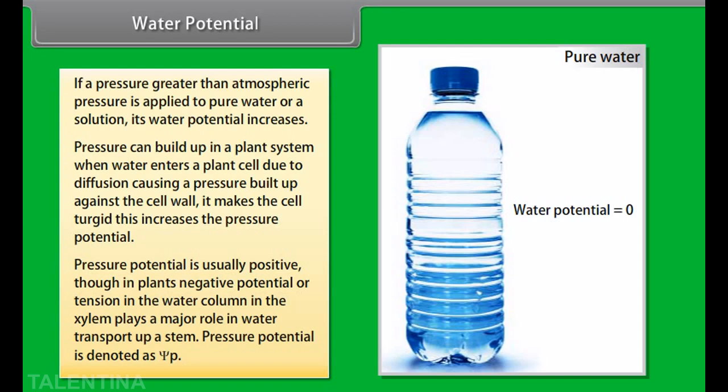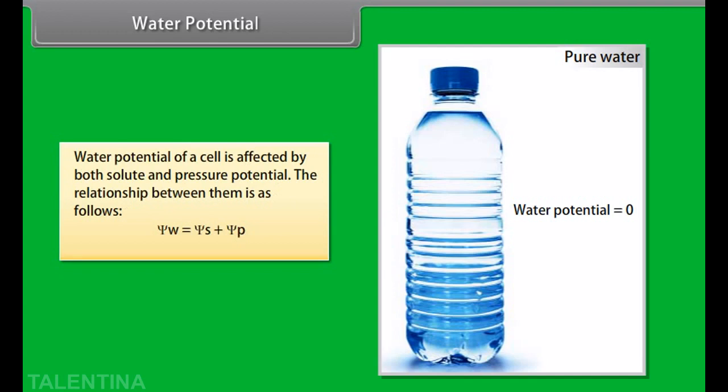Pressure potential is denoted as Psi p. Water potential of a cell is affected by both solute and pressure potential. The relationship between them is as follows.